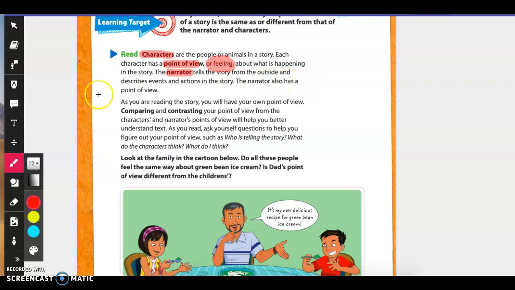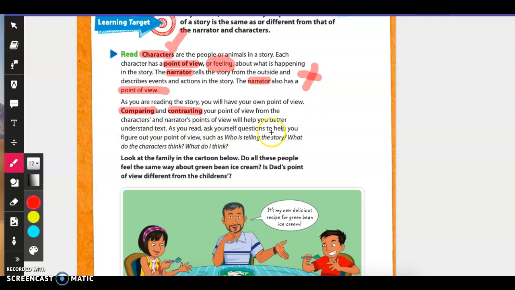The narrator also has a point of view. But remember, the narrator is not in the story, but a character is in the story. A narrator is just talking about what's happening while a character is actually in the story. As you are reading this story, you will have your own point of view. Compare, tell how they are the same, and contrast how they are different. Your points of view from the characters and the narrator's point of view will help you better understand the text.